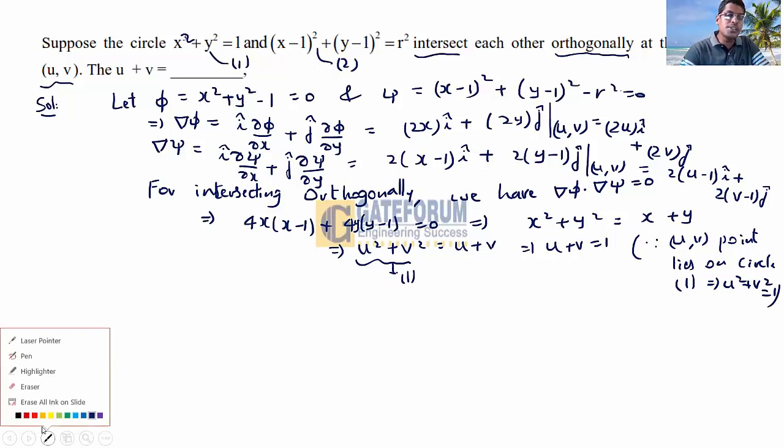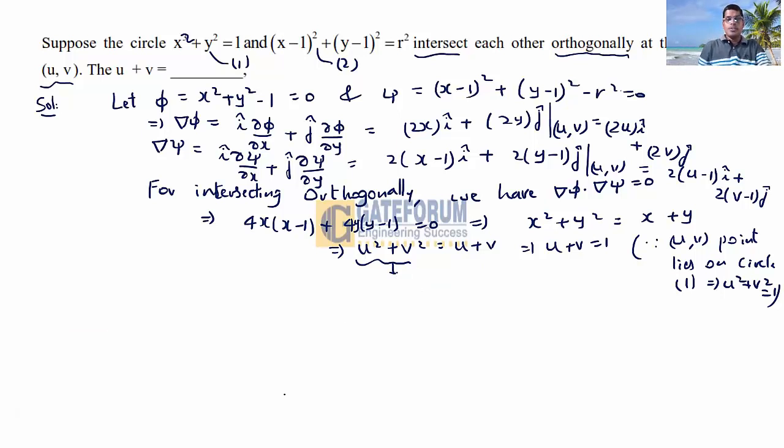Okay. So what I am suggesting is the u square plus v square value. So the answer is 1.